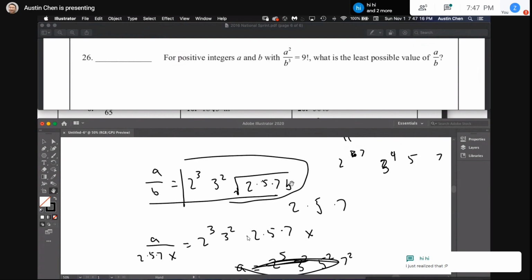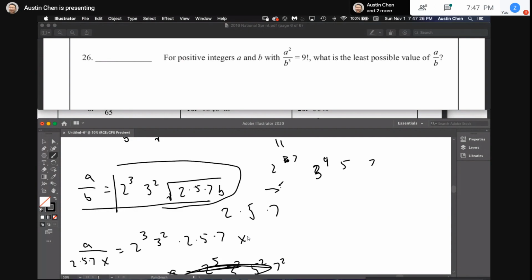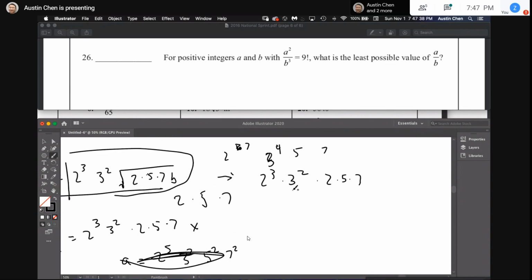So we do want to minimize B, right? Because we want to minimize this. So we want to minimize B. Then this is pretty easy, right? So then A over B, the minimum of it is just going to be 2 cubed times 3 squared times 2 times 5 times 7. Yeah, okay. And then you can just multiply this out.